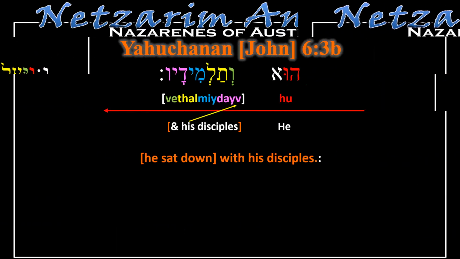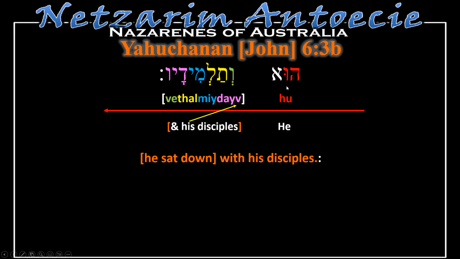So let us continue. And we're in part B. We've got a Hey, Vav, Aleph, Vav, Tav, Lamed, Mem, Yod, Dalet, Yod, Vav. And then we read it. Hu, which means he. Vetalmidav. And his disciples. With again the Vav at the end being his. So the translation, he sat down with his disciples. And so we can read it. Hu vetalmidav.